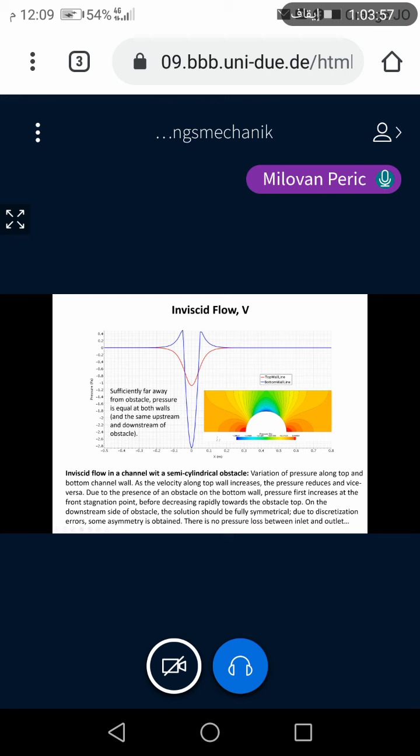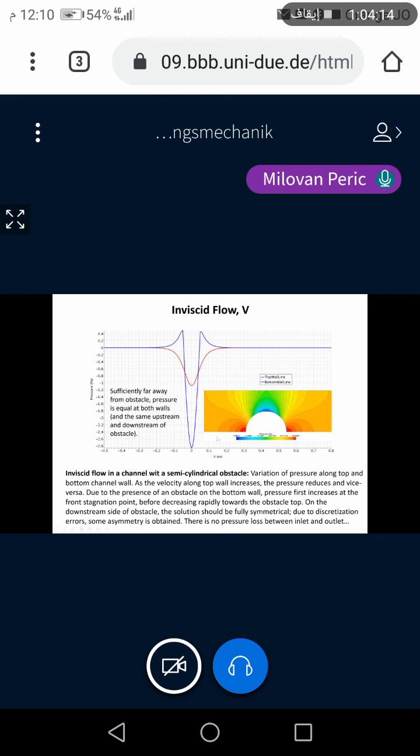So the obstacle causes no pressure drop. You have only local pressure dropping because velocity is increasing, but there is no energy loss, so further downstream you have the same pressure. On the bottom wall, you see what you can see also from the contours.